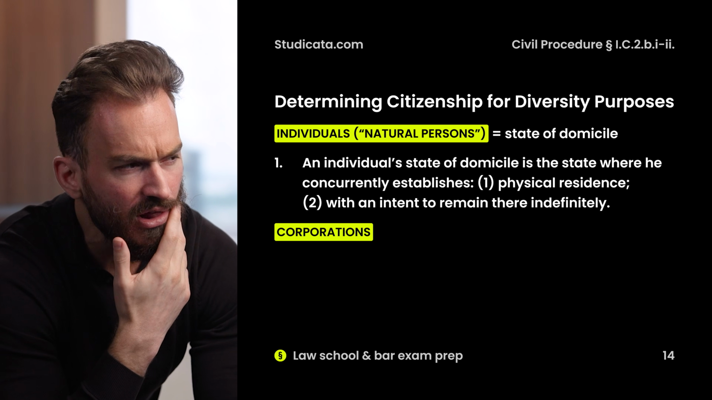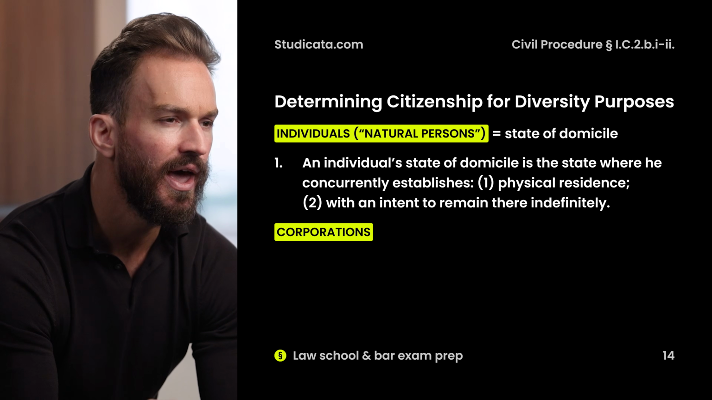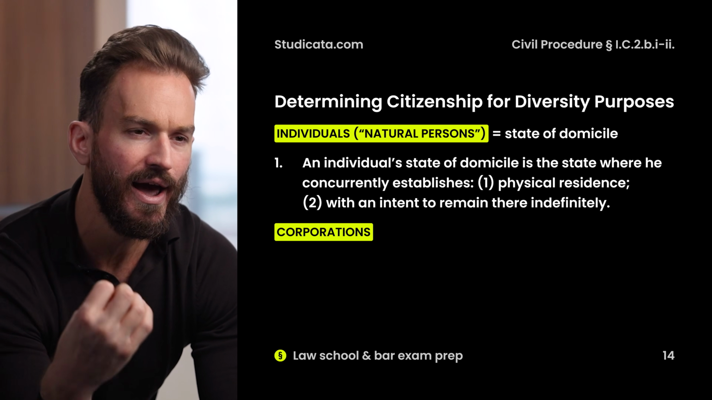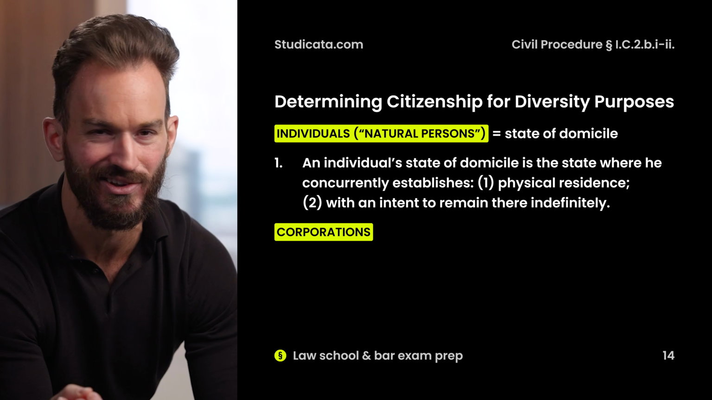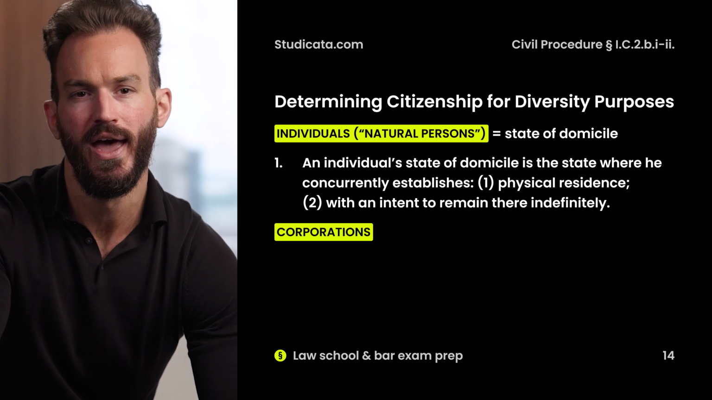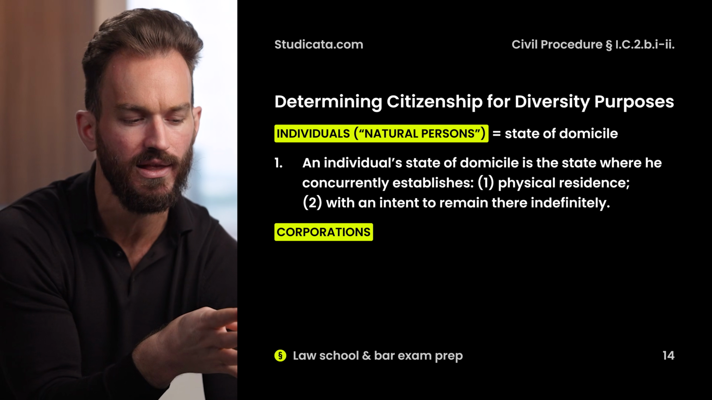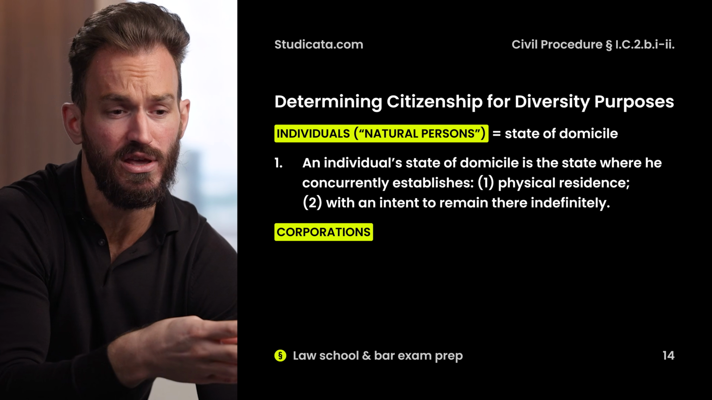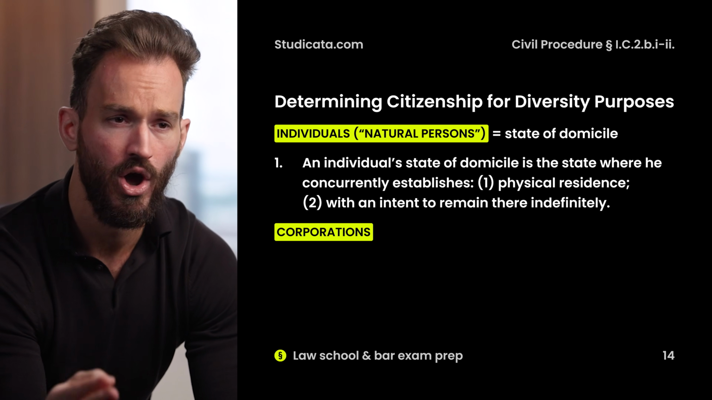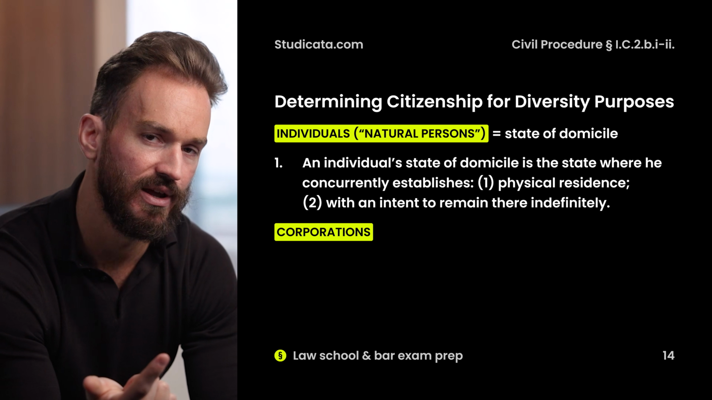So in real life, intent to remain in a place indefinitely can be a complicated issue. Usually a court is going to have to use circumstantial evidence to try to determine what a person's intent is. They're going to look at, well, where does this person work? Where do they go to school? Where's their driver's license? They have to look at all of this evidence to try to figure out what a person's intent is. Did they have the intent to remain in a place indefinitely or not? Were they planning on moving or were they in the process of moving? Had they moved somewhere? Where do they concurrently have physical residence with an intent to remain there indefinitely?